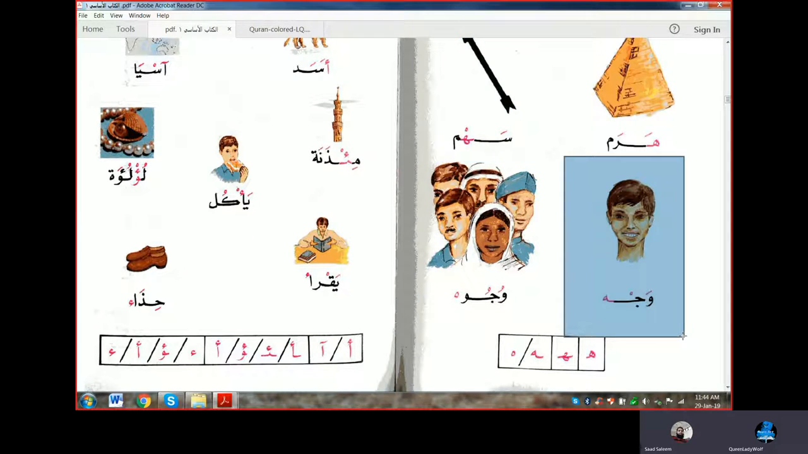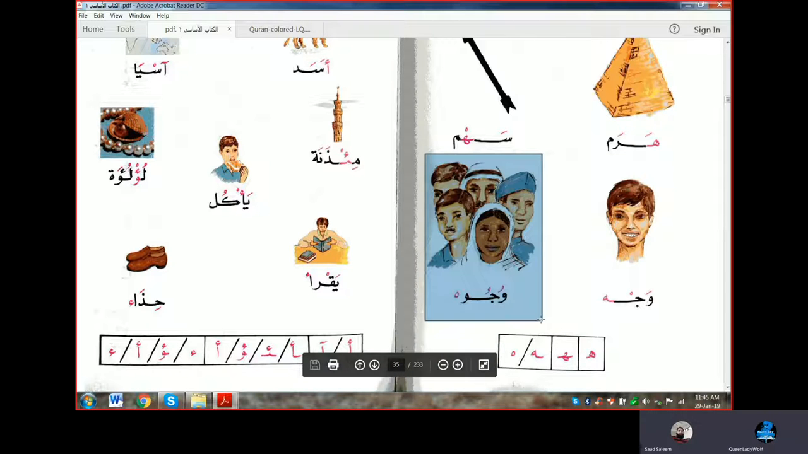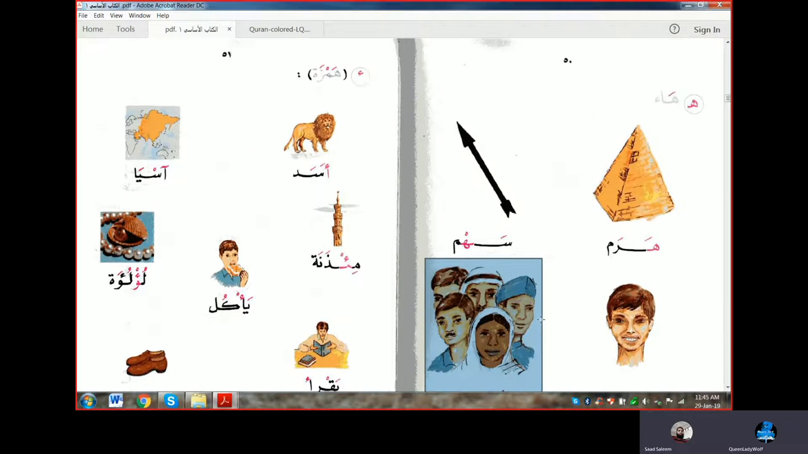And Waju, his face. Waju means face, and Wujuhu means faces. Good. Okay, Waju and Wujuhu.